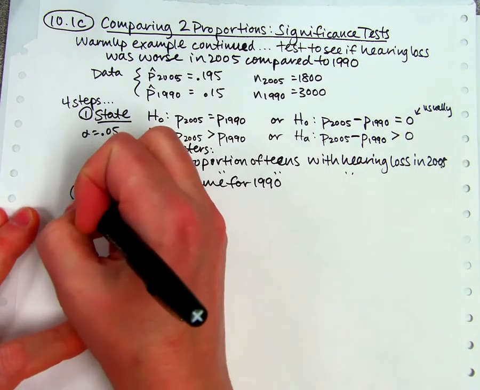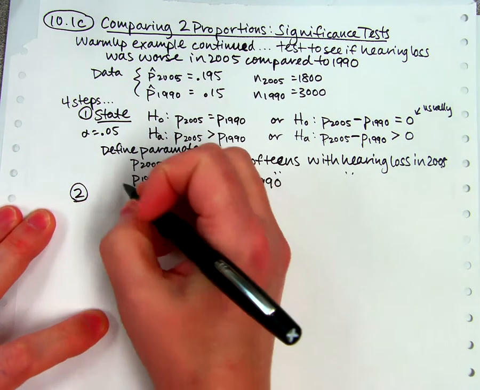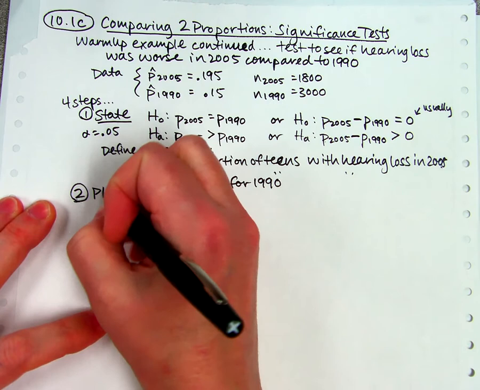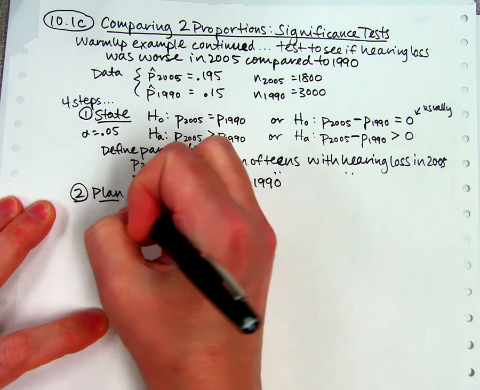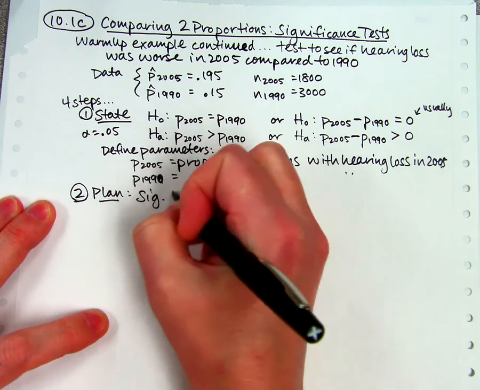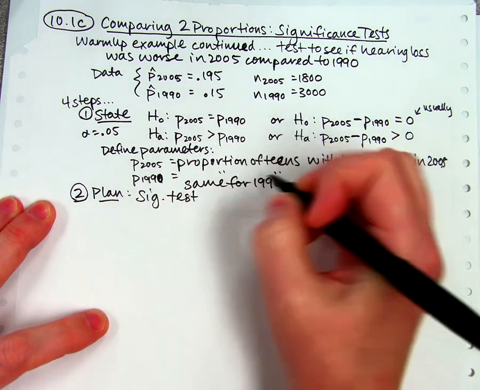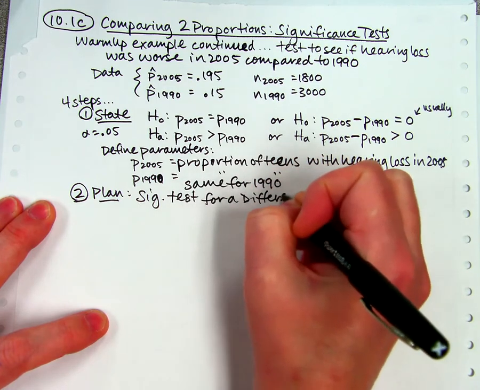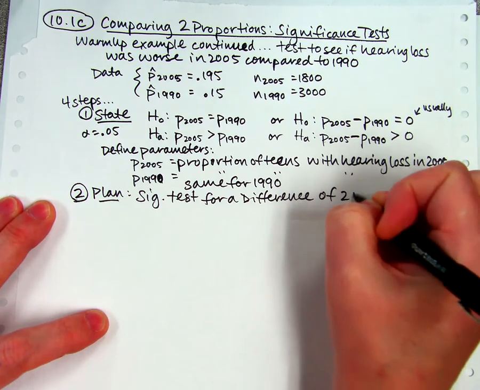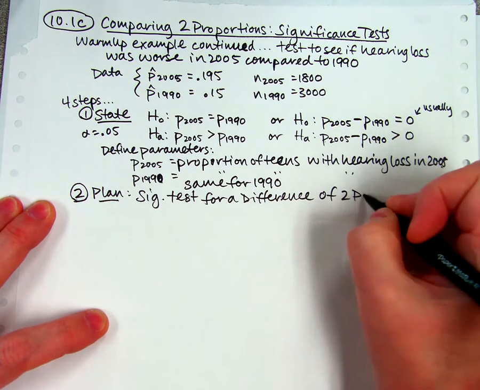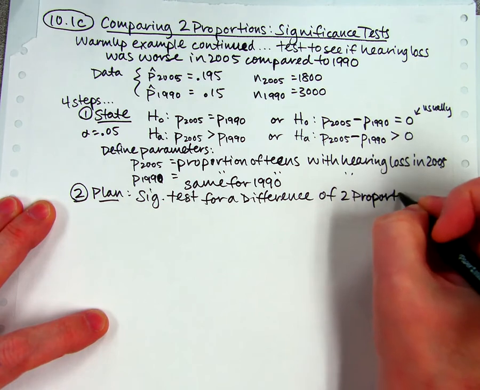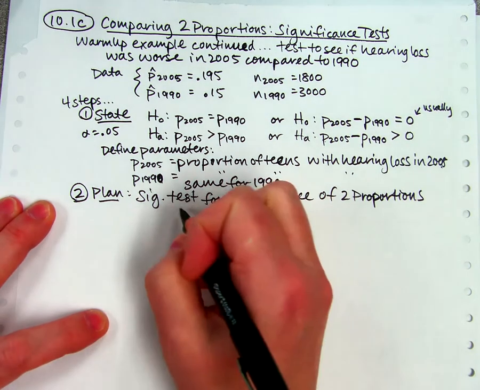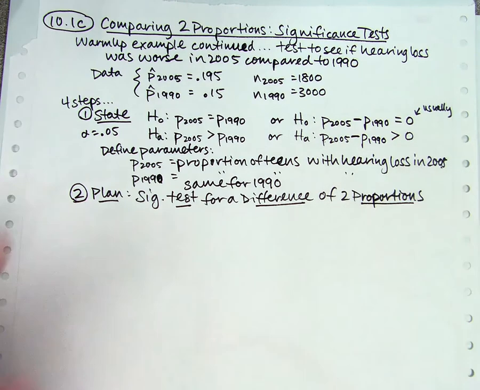The plan step has one difference than the confidence interval, but other than that, it's almost the same. So the plan, what we're learning how to do is a significance test. You can abbreviate that. You can leave off the word significance if you want, for a difference of two proportions. And so that's why I was saying this style emphasizes that it's a difference that we're talking about here. The most important words here are test, difference, and proportions.